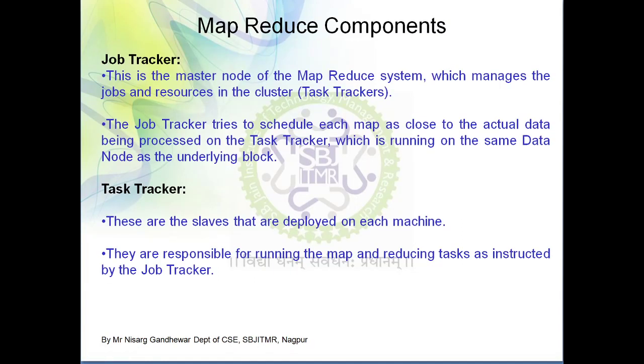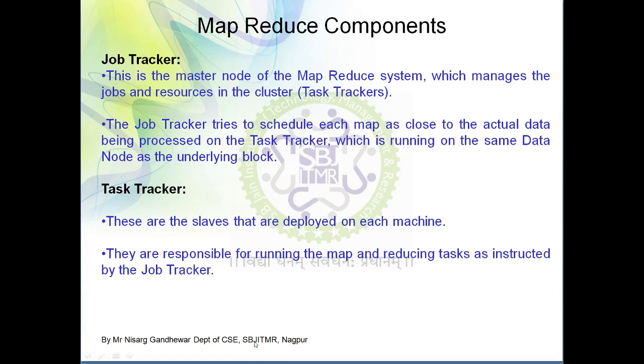So what is the role of the job tracker? Job tracker is a master node which manages the jobs and resources in the cluster. That means for job scheduling, the job tracker will be useful. Job tracker tries to schedule each map as close as possible to the actual data being processed.